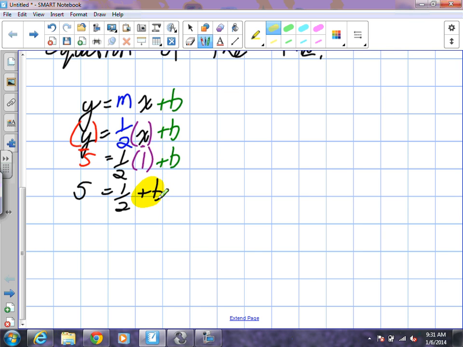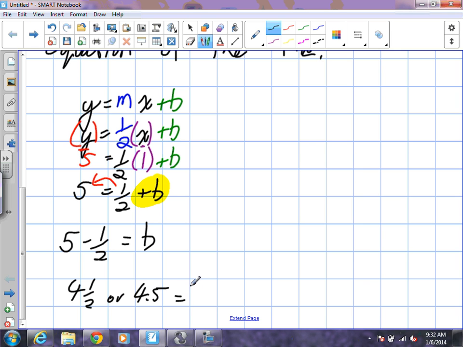So how do we isolate b? What would we have to do? Move the 1/2 over. When I move it over, what would it become? Negative. So 5 subtract a half is equal to b. What is 5 subtract a half? 4.5. You can write 4.5 or 9 over 2, whichever way you want. So 4.5 is equal to b.